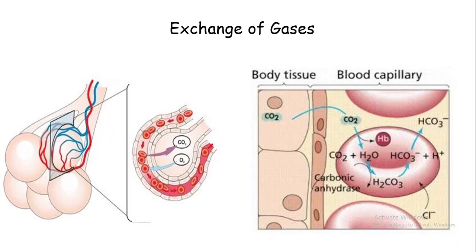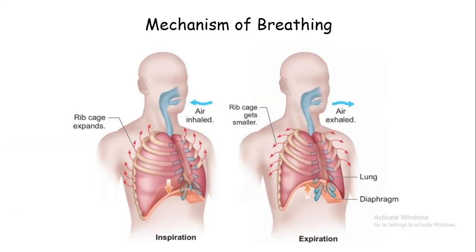Okay, yeah, so this is explaining about alveolar exchange of gases. Mechanism of breathing. As told, we need to focus on three things. One is what is happening to the lungs. Second, what is happening to the diaphragm. And okay, the third point, what is happening to the thoracic cavity.